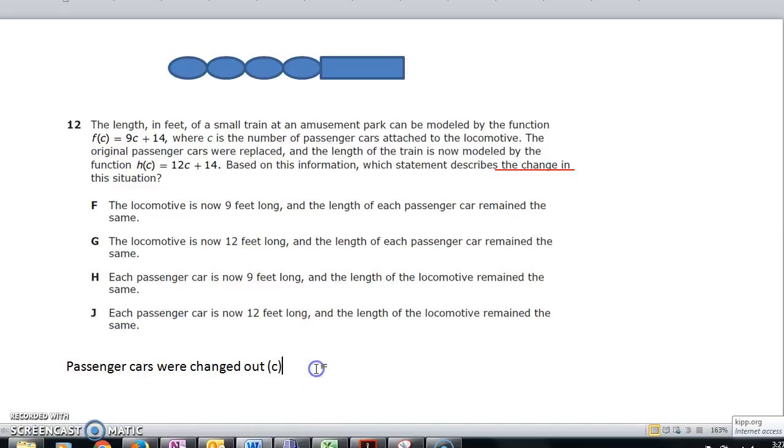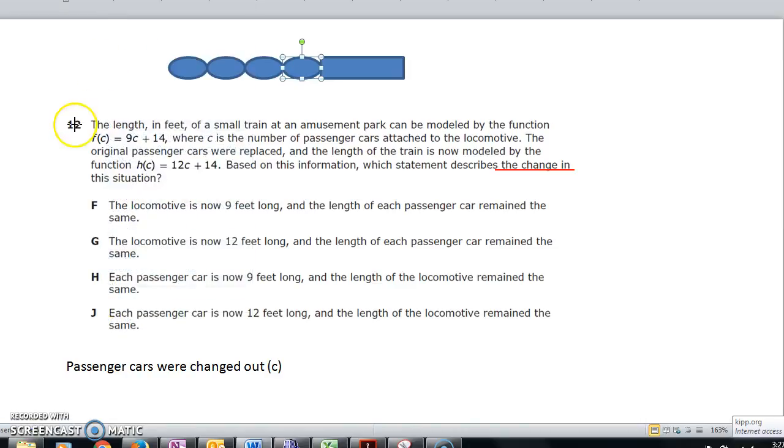So the first question I'm going to ask myself, just to double check, is did my locomotive change? Did anything about the locomotive change? And here it didn't say anything about the locomotive changing, it just said the passenger cars changed. So all of your answer choices should have locomotive and passenger car. The locomotive should be exactly the same. Nothing changed with the locomotive. So this piece right here, we didn't change it. Only the passenger cars got longer. So let's see.